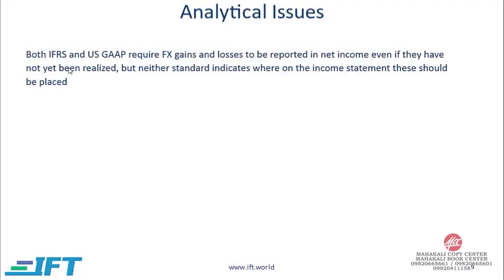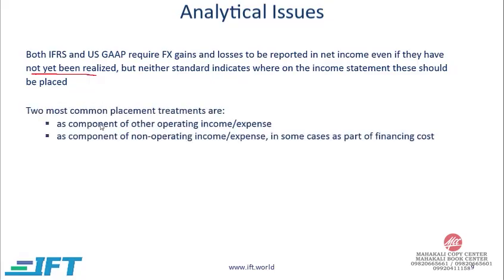A few basic analytical issues. Both IFRS and US GAAP require foreign currency gains and losses to be reported in net income even if they have not yet been realized. But neither standard indicates where on the income statement these should be placed. These are the two common treatments. Number one, as a component of other operating income or expense, and number two, as a component of non-operating income/expense. In some cases, this is shown as part of financing cost.